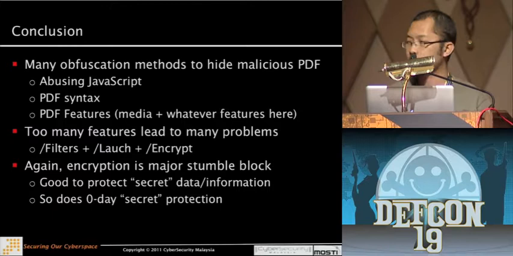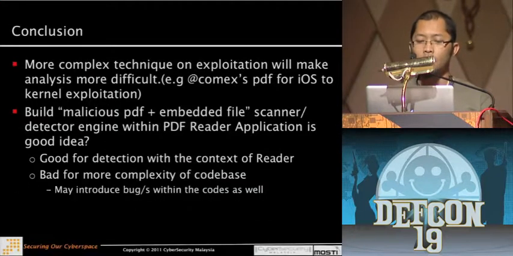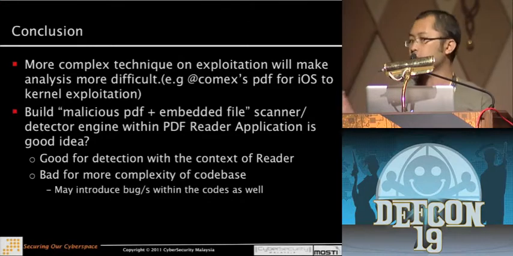And you also have /Encrypt, which I just showed in a demo. And again, encryption is a major stumbling block. Good to protect your secret data, and it also works for zero-day protection as well. You can protect a 0-day within this encrypt function. More complex exploitation techniques will make analysis more difficult, I think. For example, Comex's PDF from iOS leads to kernel exploitation. Of course, there is a kernel bug as well in this, right?